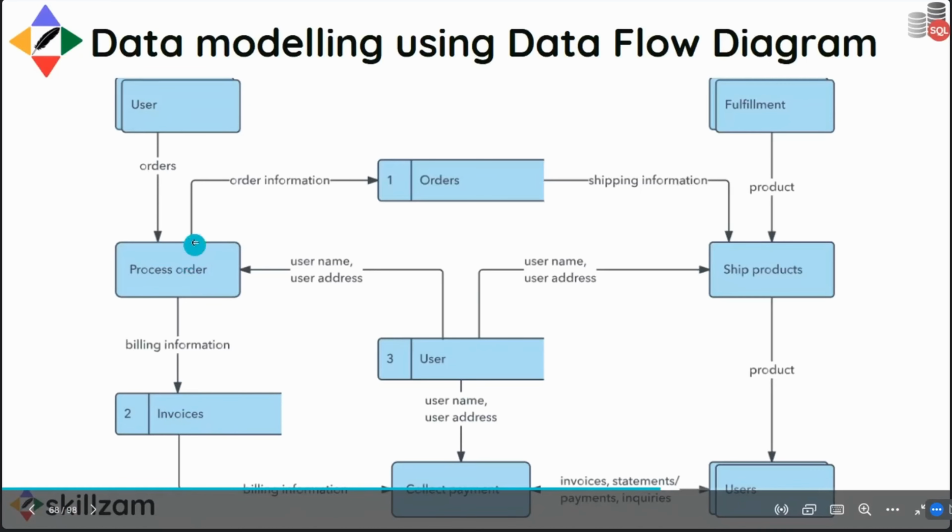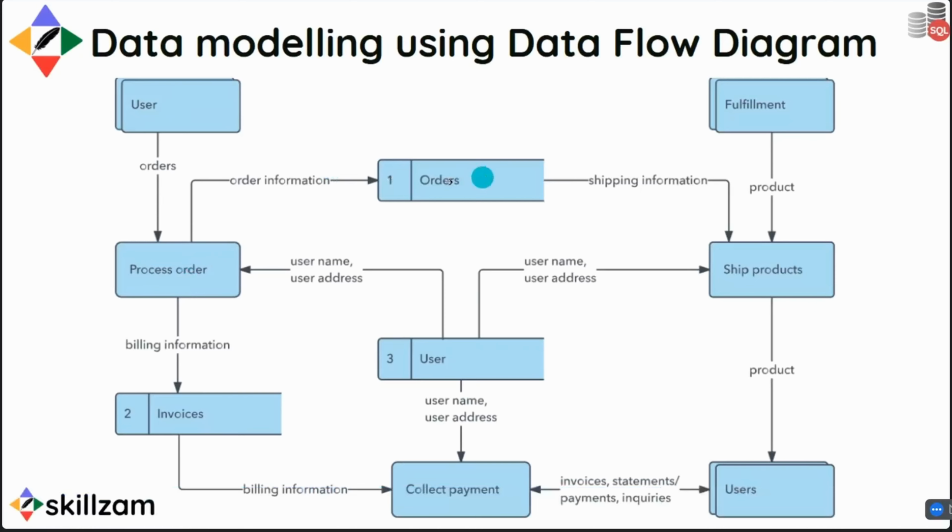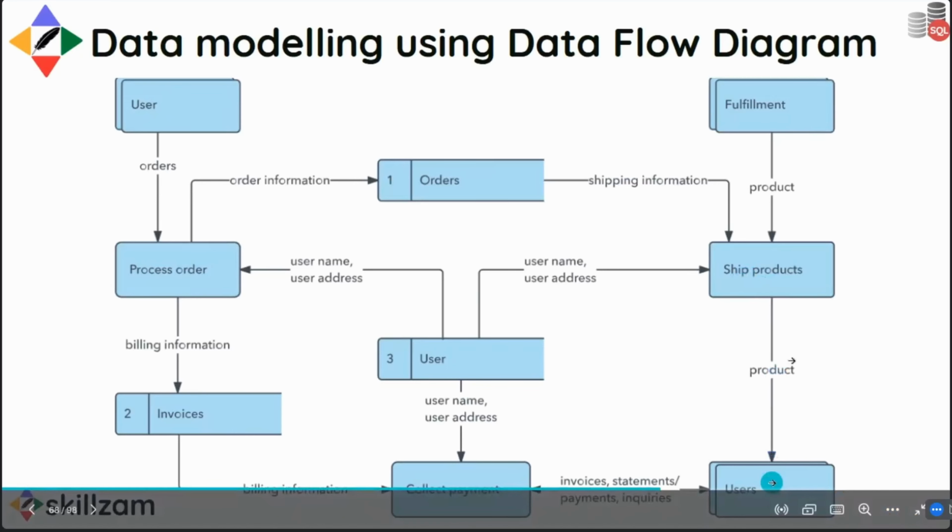And the other one, the order information, then orders, what are the orders that are there. Okay, and then there is a shipping information and where you want to ship the products, the address and everything. All right, it goes to ship the products, and then the user would receive the product.